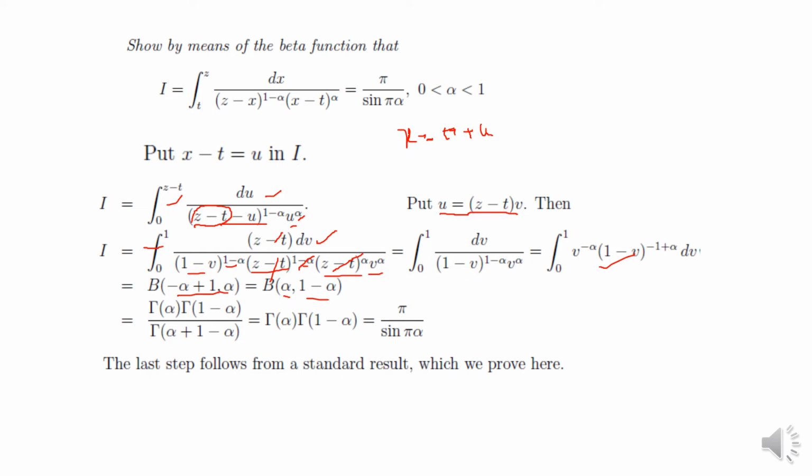Now we know the relationship between the beta and gamma functions. Beta m, n is equal to gamma m times gamma n upon gamma m plus n. So this is written as gamma alpha times gamma 1 minus alpha upon gamma of the addition of these two, which is gamma 1, and gamma 1 is 1, so it equals gamma alpha gamma 1 minus alpha. And now we will see how to get this expression.